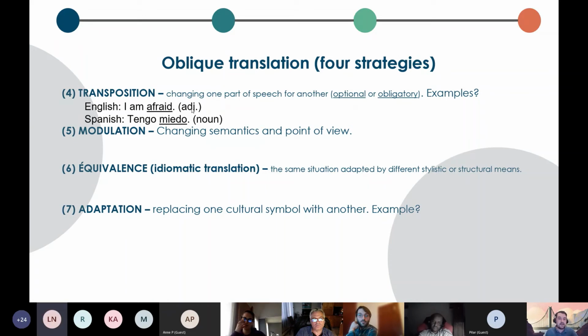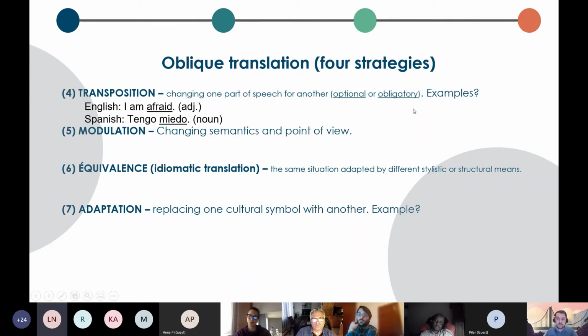Afraid is an adjective. In Spanish, you say "tengo miedo." Miedo means fear, and it's a noun. So that's an example of transposition. We change the part of speech. Then we have modulation, where we change the semantics and point of view. So we switch things around.